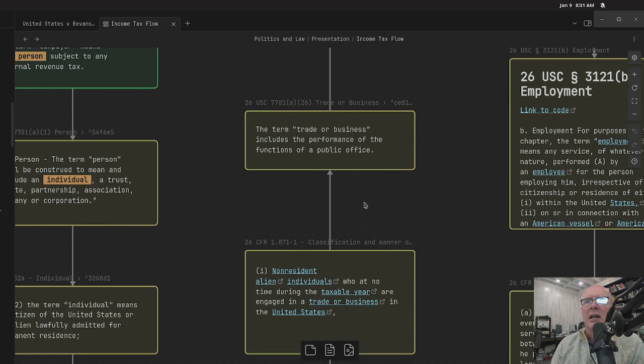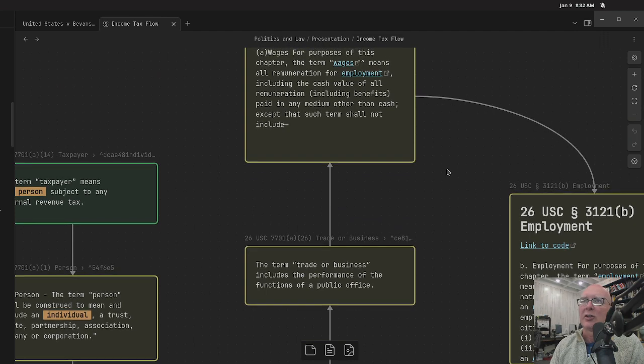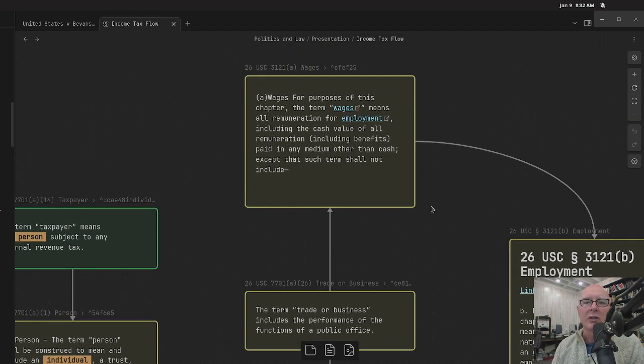Now, that trade or business is something that's used all over the place, and it's something that we need to look up. Now, in section 7701, the same section we've been getting all these other definitions, they have a definition for trade or business. It says the term trade or business includes the performance of the functions of a public office. So we all assume trade or business is what we think it means, but they've actually supplied a specific definition for a trade or business that says it's functions of a public office. So that is very interesting. I'm not a public servant, therefore I don't have a public office.